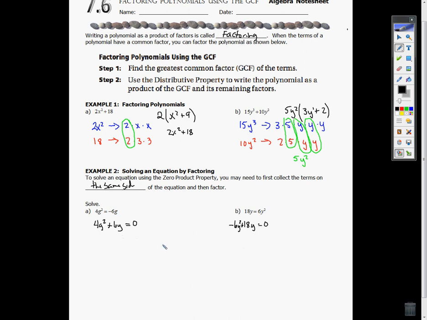So now what I'd like is for all of you to try and factor this before I do. Alright, so take a second, pause, and try and factor these two things. Look for the greatest common factor between them, factor them down, and then stop. And I'll help you solve the equation after.